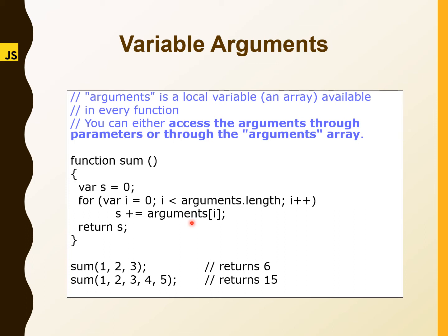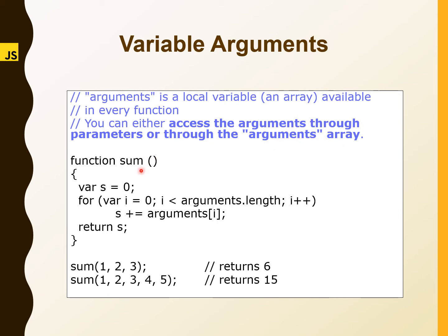Now we can see the function call, sum(1, 2, 3). Here the sum function is called with three arguments 1, 2 and 3. The sum function is invoked, and there is no variable for copying the arguments. In such a situation, 1, 2, 3 will be copied to an array called the arguments array. So if no parameters are mentioned in the function header, the arguments will automatically be copied to the arguments array.